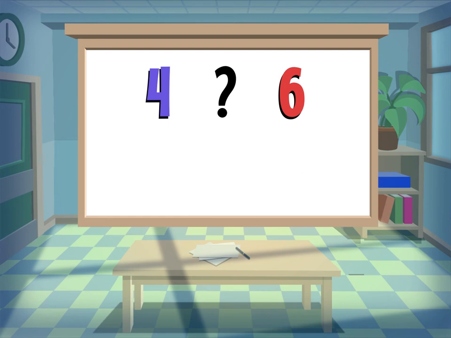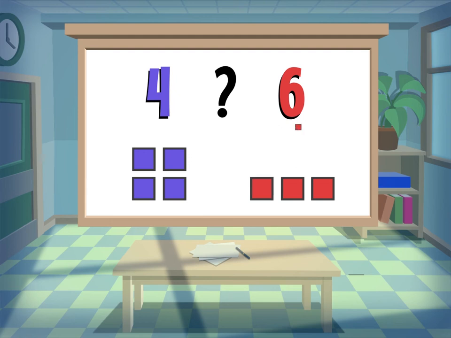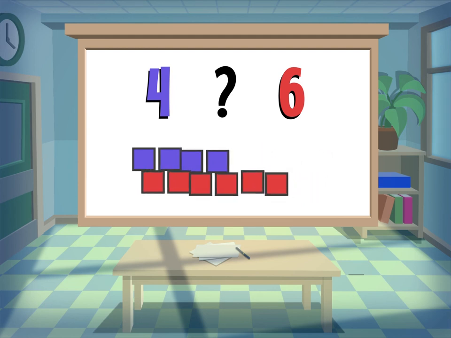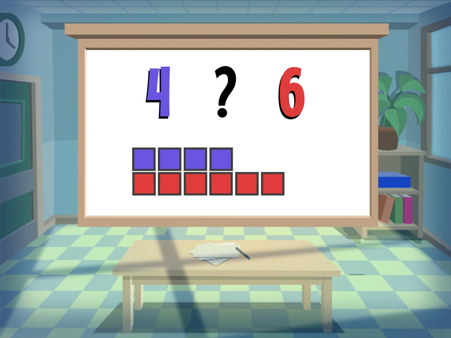Let's count these boxes. 1, 2, 3, 4. We have 4 blue boxes on the left. Now, let's count red boxes. 1, 2, 3, 4, 5, 6. We have 6 red boxes on the right. Let's put blue boxes above red boxes in line. That way we will see which is the larger number of boxes.